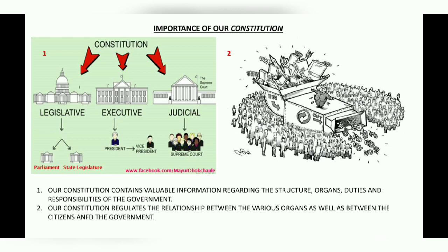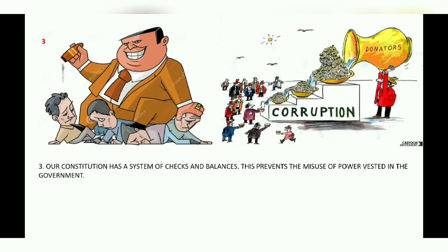Point number two, our constitution regulates the relationship between various organs, as well as between citizen and the government. What our constitution does is try to maintain a good relationship between citizens and those who are ruling the government. They try to check all these things in the government, so that there would be smooth functioning in the government as well as in the country.